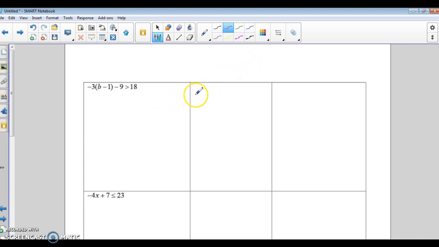So step 1, what was step 1? We need to distribute. Do we have anything to distribute? Definitely. So we're going to distribute first. So when you distribute, okay, we distribute -3 to b. What does that become? -3b. -3 times -1. We got to be really careful with the double negative. It's going to turn to +1. And then -9 is greater than 18. So step 1 was distribute.